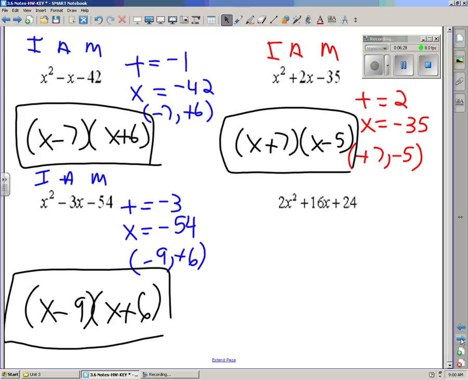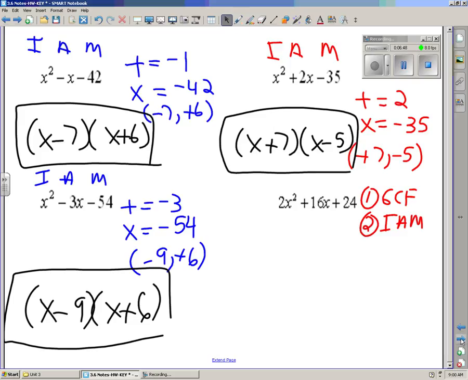On the next one, what's different is, if you notice, you actually don't have a 1x squared. So we can't IAM this as is. So then we have to go back to what we know already. And what we have learned is GCF. So the first thing you're going to have to do is pull out your GCF. And the second thing you're going to end up doing is an IAM.